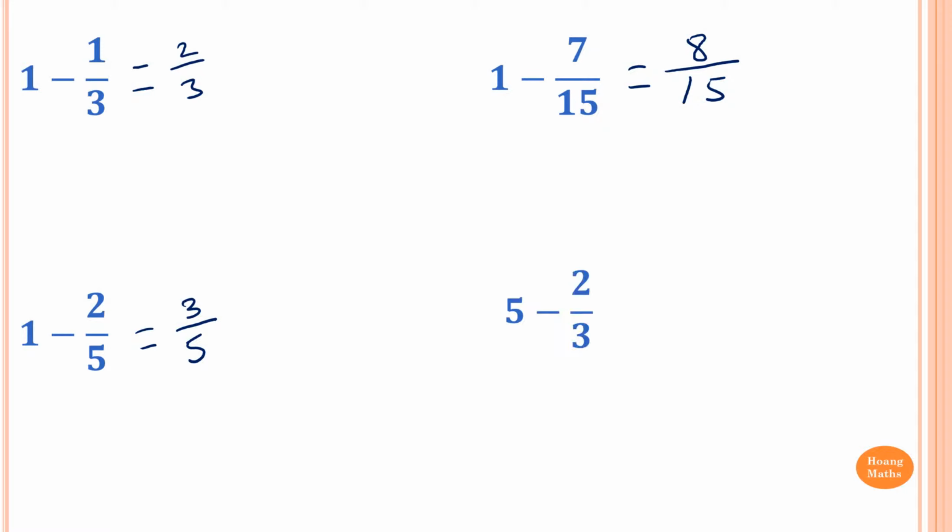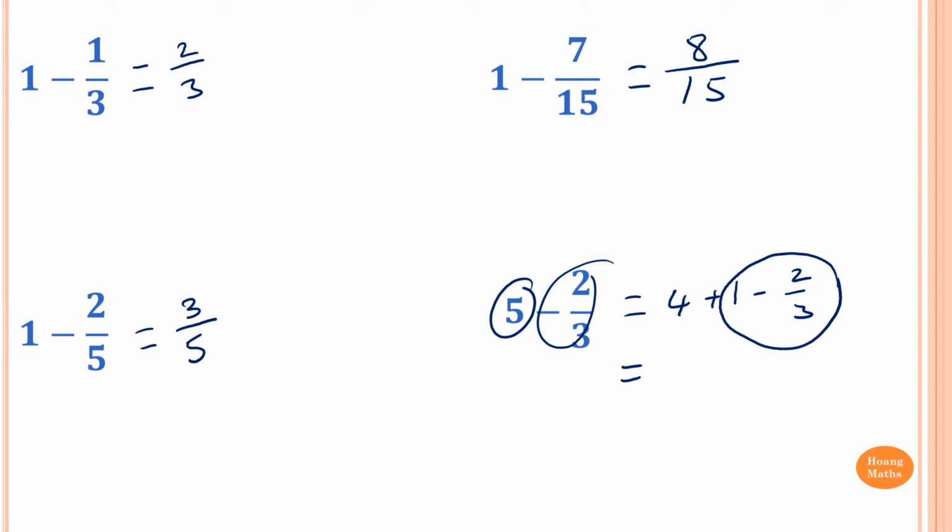Either way, 5 minus 2/3. So what that means is, just think about this, okay? So 5 is 4 plus 1. And then this one here, I just write this down, minus 2/3. You can do it like this. So 1 minus 2/3 is 1/3 left. Just 3 minus 2 is 1. So 1/3 left. So you add it to 4. So this means that it is 4 and 1/3.